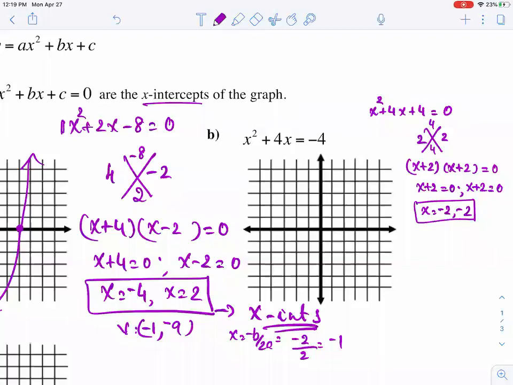Wait, how would you graph that if there's only one x? Yeah, so we need more stuff to graph here. Basically we have one x-intercept, but it's just repeating. Okay, let's just find the vertex.